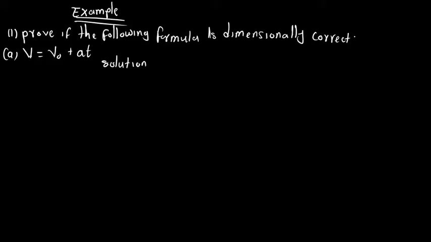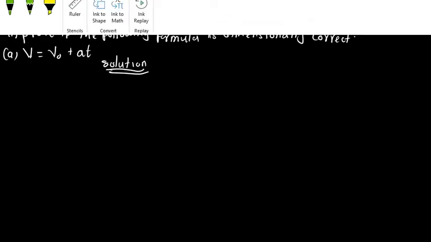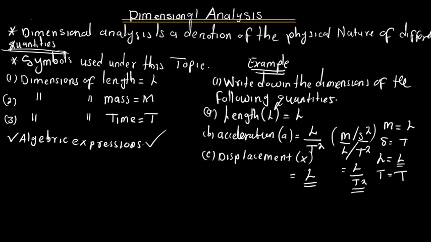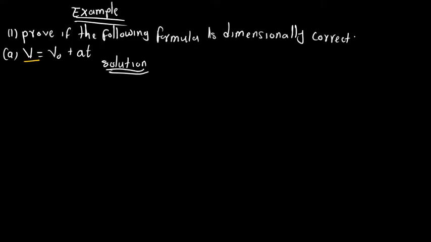Let me just write the solution. Now look at this. For us to prove that this formula is dimensionally correct, what is on the right and what is on the left must be able to hold. It must be the same. So what I'm going to do is this. It's very simple. So we have V equal to V initial plus AT. Now the dimensions of V, velocity, is simply meters per second, right?